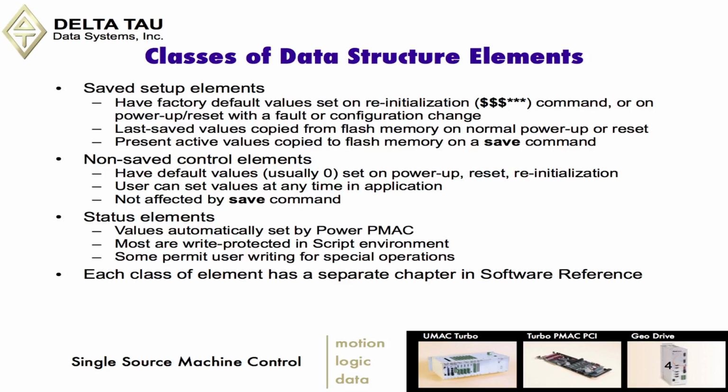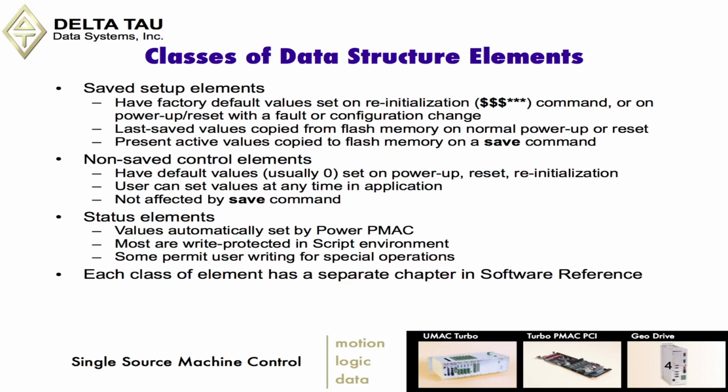Then there are what we call status elements. These values are automatically set by the Power PMAC because the Power PMAC is trying to say something, like a status word. If there's an error bit, a servo error is a bit in Power PMAC. That's a status element. You can't really write to it. Power PMAC is always going to be writing to it with the current state of the servo status. And most of them are write protected in the script environment, so you couldn't write to them anyway. Some you can write under special considerations. There are special operations that allow you to write.